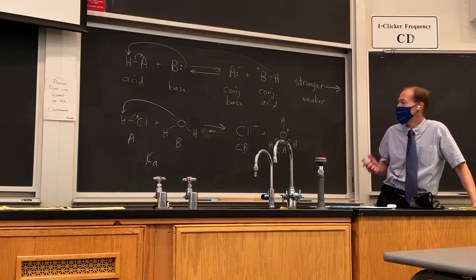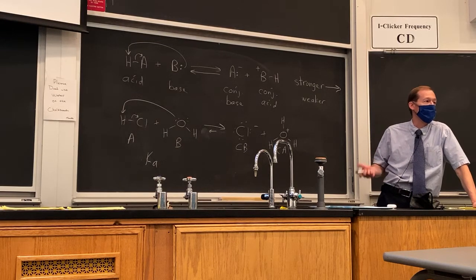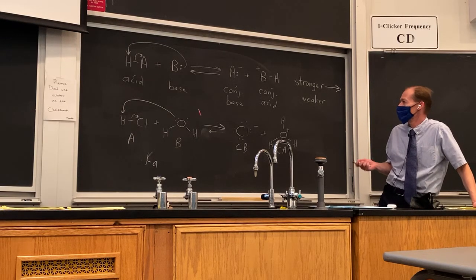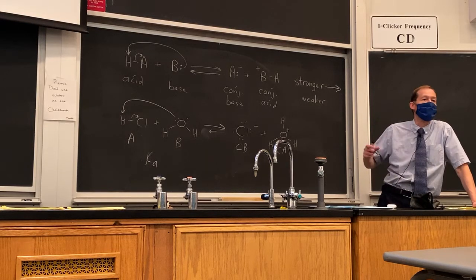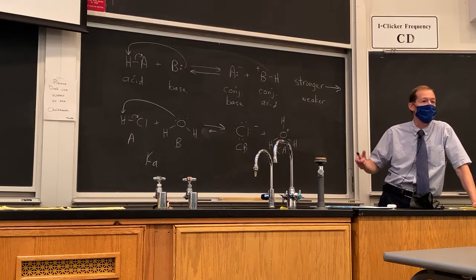Yeah, Ka is the equilibrium constant for an acid-base reaction. So it would be the equilibrium constant for either our general reaction we've drawn here or our specific one right here. Concentration of products divided by concentration of reactants. Okay?